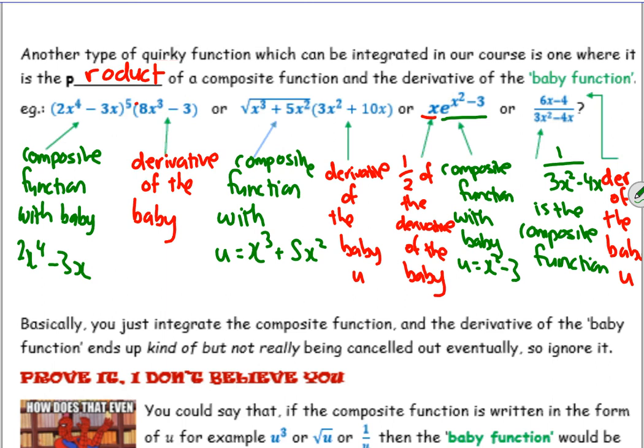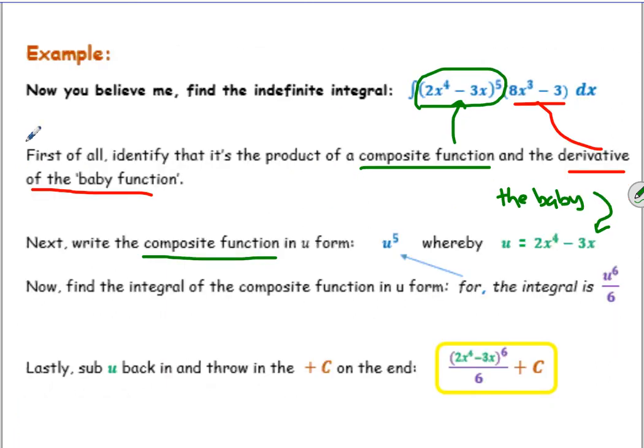So it's less work. All we did was integrate the mother and then just sub in u and add plus c. There was no multiplying by 1 over the derivative of the baby. It's actually less work. Most of the work is identifying that it's this kind of function, a composite multiplied by the derivative of the baby. That's the hard thing to see.